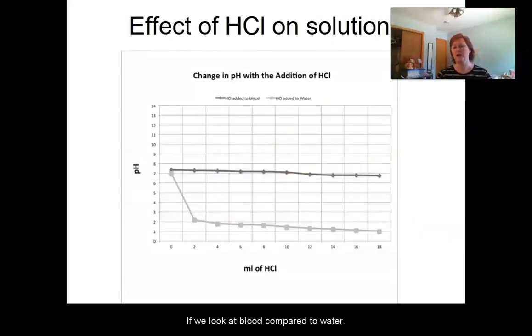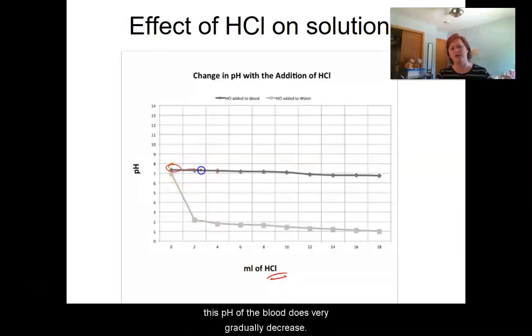If we look at blood compared to water, if I take something like blood, that's my dark line here, and I start adding hydrochloric acid to it, notice the pH of the blood does very gradually decrease. It becomes more acidic, but very, very slowly. I always think of it as going kicking and screaming.